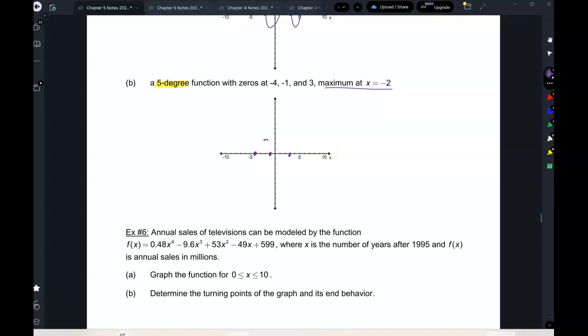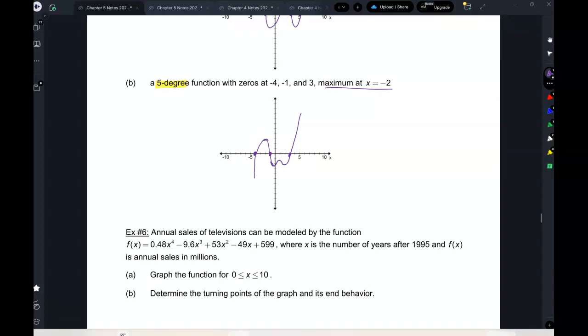4 turning points. So there is a maximum at x equals -2. That means it's got to look like this. Now, it has to eventually point that way. But we want to make it have 4 total turning points, right? So what I want to do here is create another turning point. That's 2, 3, and 4. You can estimate them.